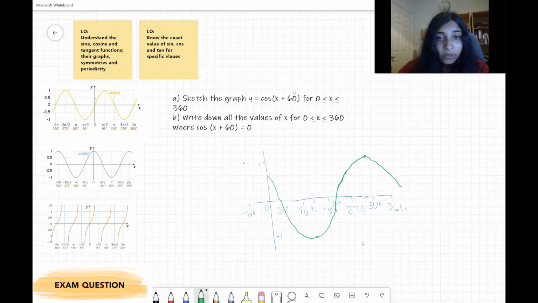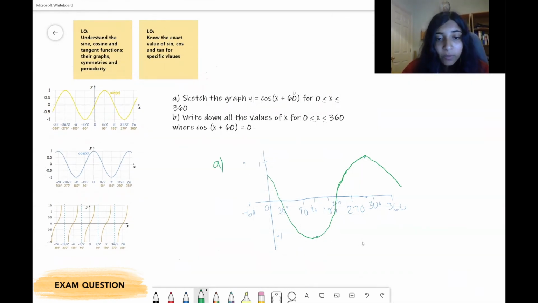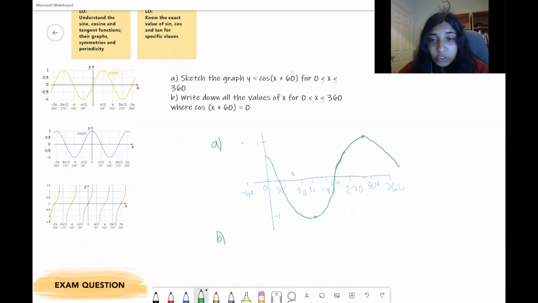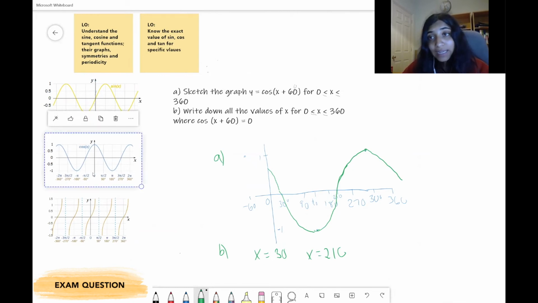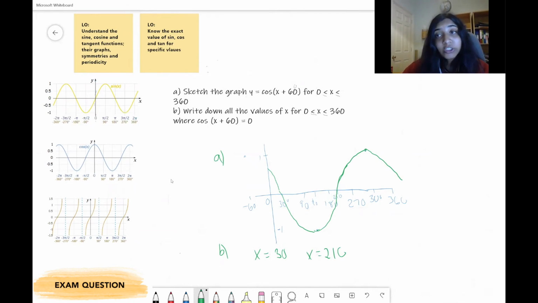So if we now move on to part B, we want to write down all the values of x where cos(x + 60) equals 0. So we just want to write out the points where it crosses the x-axis. So that's when x is equal to 30 and when x is equal to 210. And that's your answer to part B. So this was just a standard graph transformation. You just use the values that you'd have for a normal cos x graph and just do the transformation for each of those main points.